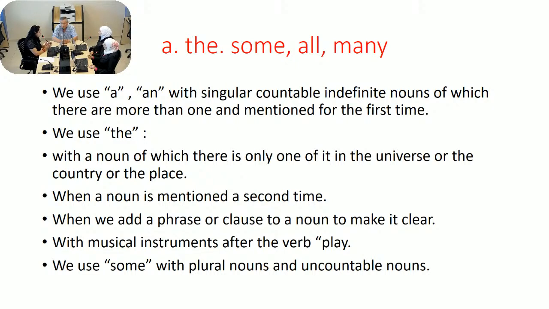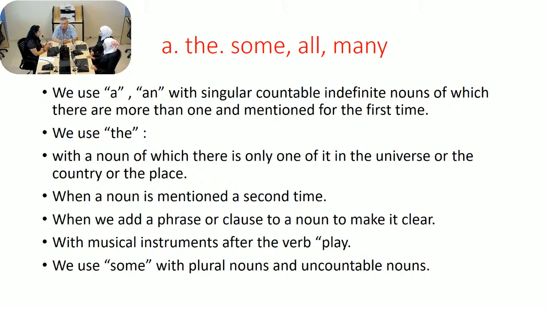Now to move on with the. If there's only one in the universe, like the sun, the sky, so it's only one. If the noun is mentioned before, like I said, I bought a car, the car is blue. With the sun it's okay, but with the star it's not okay. The sky, not the star. The sky, yeah, okay. I misheard you. No, it's okay. Some planets do have more than one star.